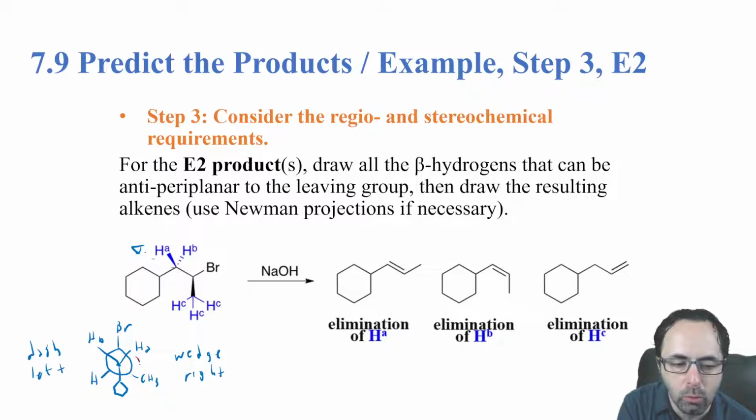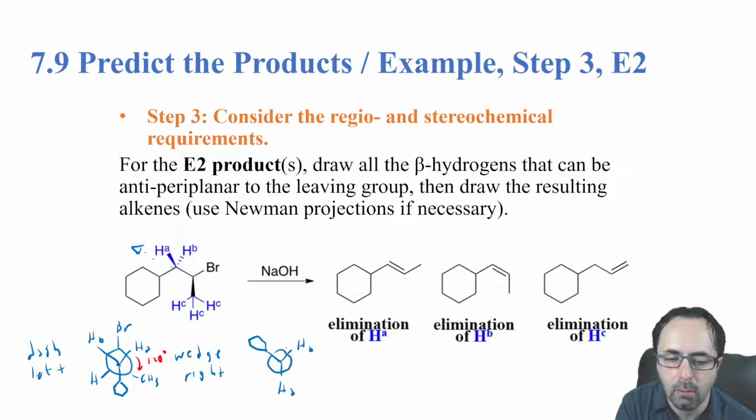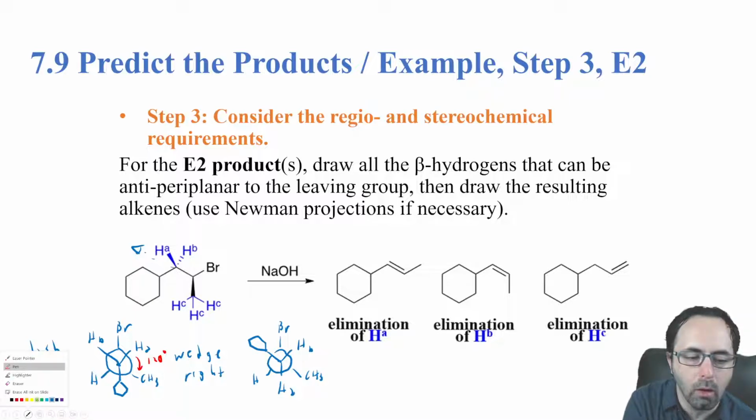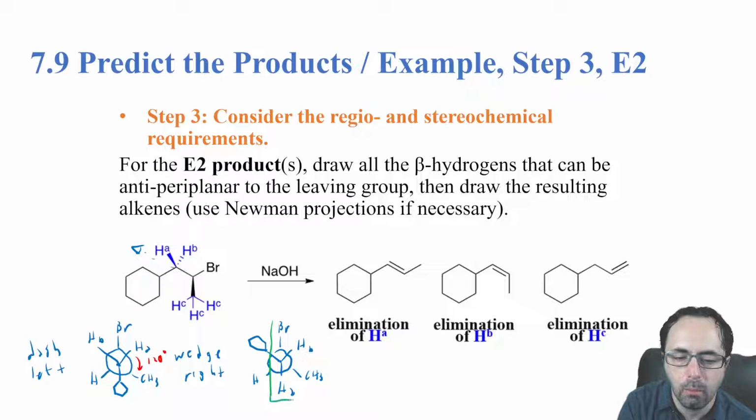So what I'm going to do is I'm going to rotate this front carbon by 120 degrees to put hydrogen A in the correct position to be anti-periplanar to the bromine. And so now I can draw a new one here where hydrogen A is down here. The cyclohexane group is now here, and hydrogen B is right here, and everything on the back carbon has been left the same. So the bromine is here, the methyl group is here, and the hydrogen is here. And now we see that the hydrogen and the bromine are anti-periplanar in the same plane of the page.